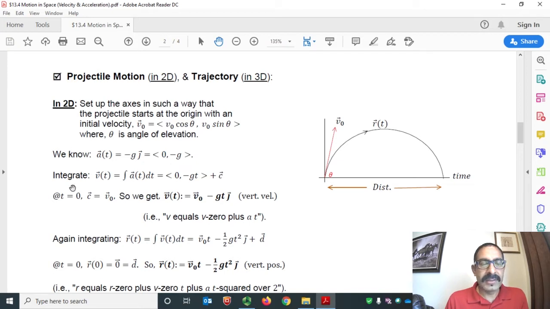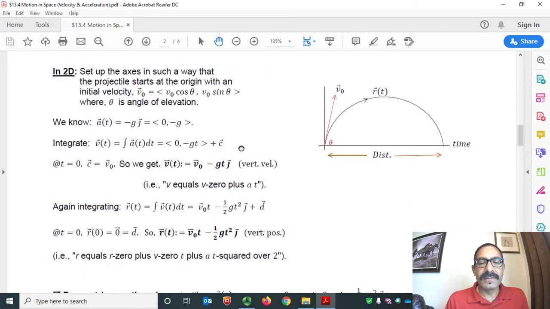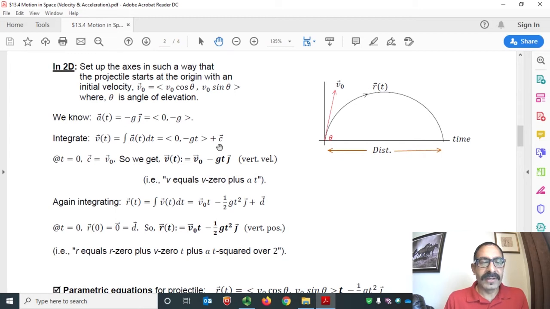Then integrate. This gives us a velocity. This c is the constant of integration, which is a vector here. So at t equals 0, let's compute the value of the c vector. The c vector turned out to be the initial velocity. So then we get our v equals v0 minus g t j.